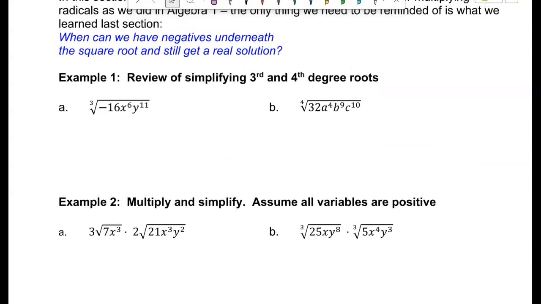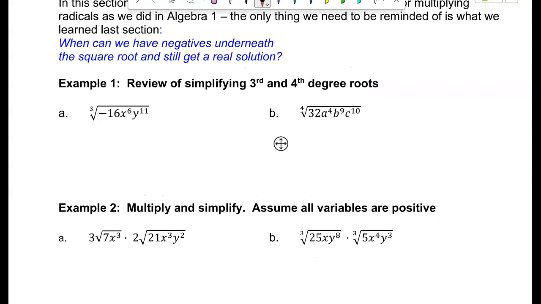Quick review. I love this again. Is this overkill, guys? When can we have a negative underneath the square root and still get a real solution? When the index is what? Yeah, okay. I just want to make sure. Is this overkill a little bit? No, it's not.